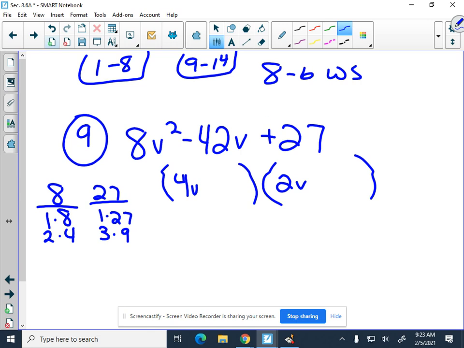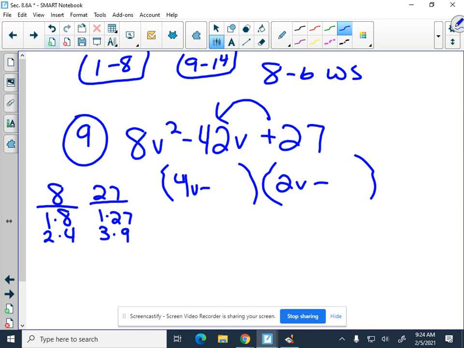Now this time they have to add to be negative 42. Well, they both have to be negative. That's nice. Because if the last number is positive, they both have to be the same. And if the middle number is negative, they're both negative. If the middle number is positive, they're both positive. It's things that we look for. If the last number is negative, that's where it's a little tricky, because one's negative, one's positive. You always have to figure out which part is bigger.